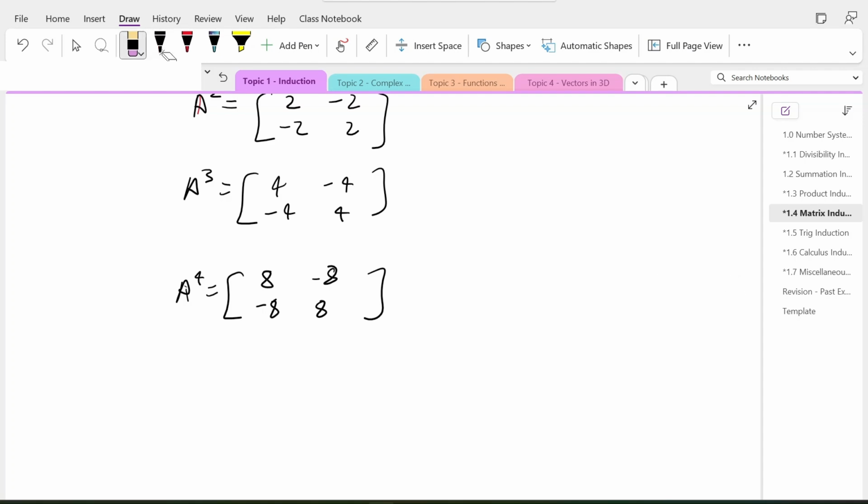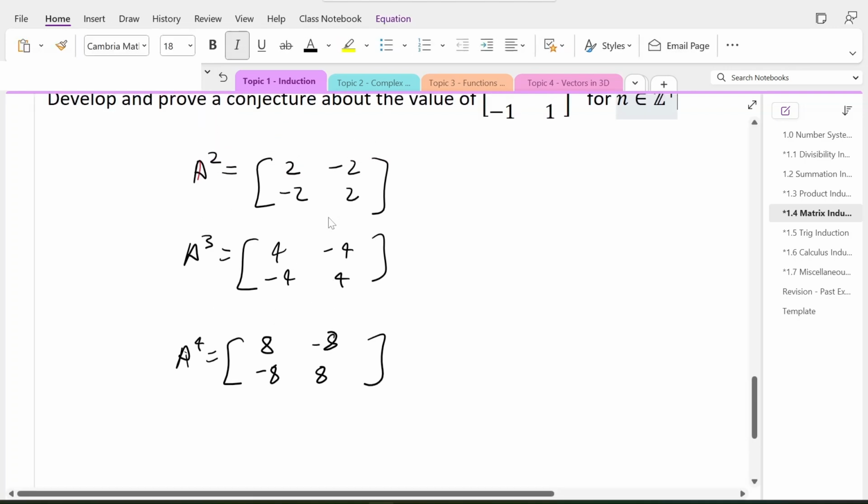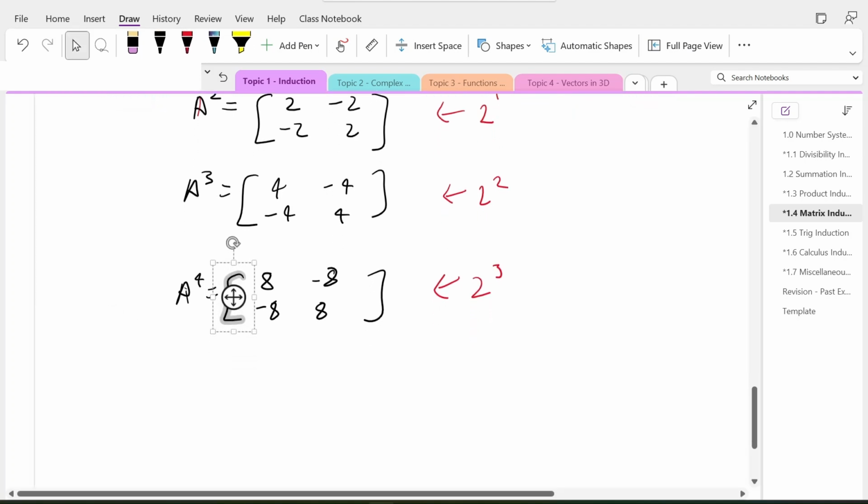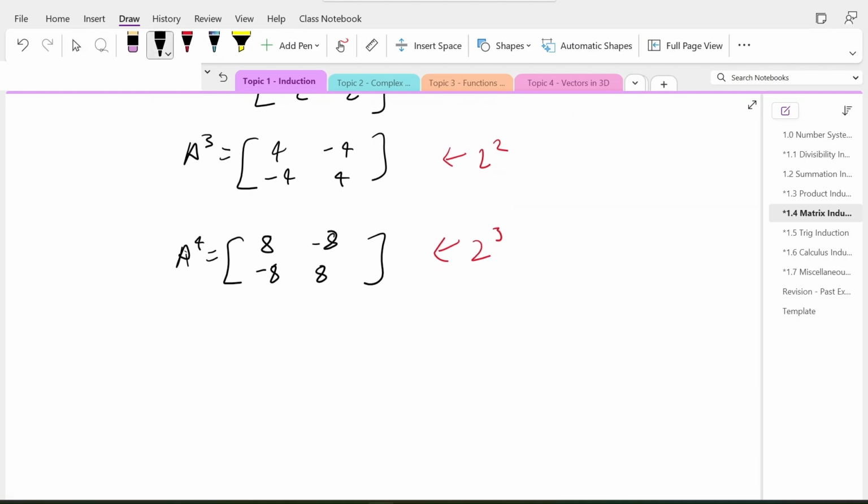How did I know that? I know that because these are all powers of 2. So really importantly, these ones here. All these numbers are 2 to the 1, all these numbers are 2 squared, all these numbers are 2 cubed. You'll notice that the power of 2 is 1 less than whatever the matrix power is. So we can actually make a conjecture. So conjecture, A to the n is always 2 to the n minus 1.